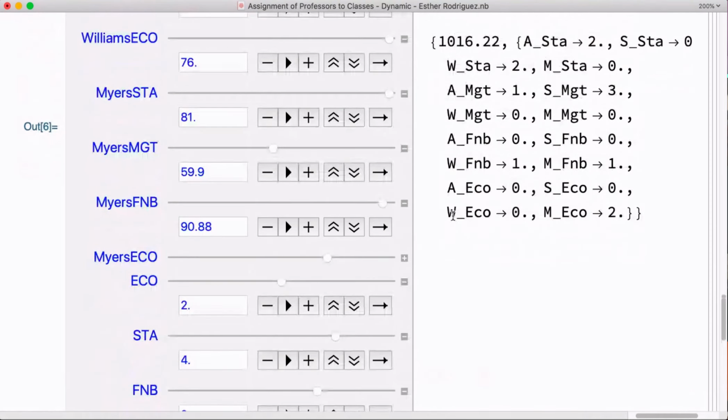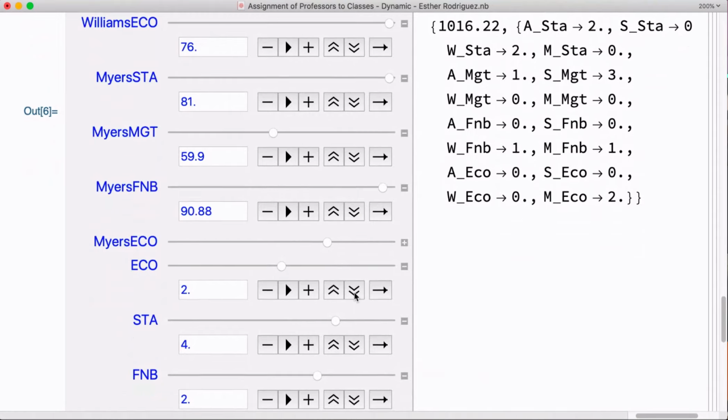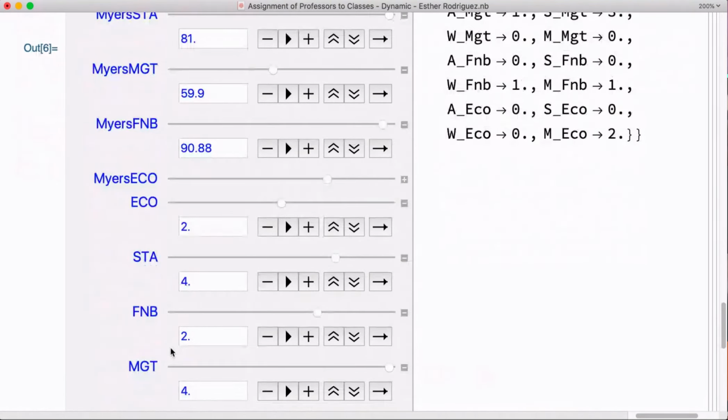And I go on to see what is happening else with finance. Williams is teaching finance, Myers is teaching finance. Nobody else is teaching finance. Why? Because I have only 2 classes in finance. What is going to happen if 1 class is not going to be offered?